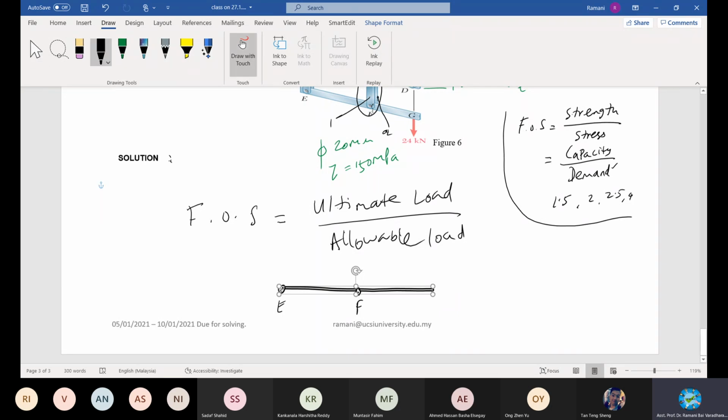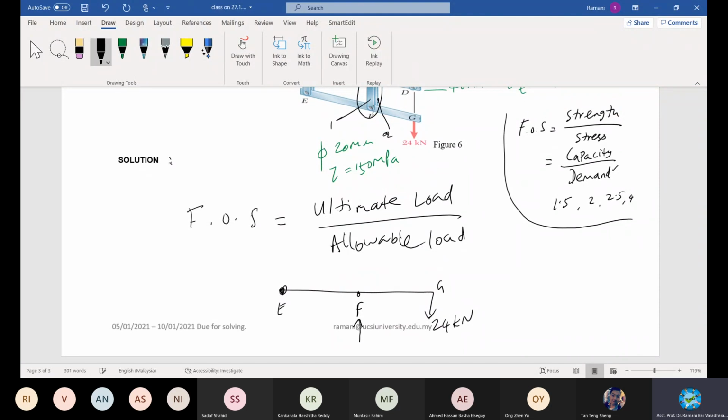Very touchy. Okay, the load is acting downward, isn't it? 24 kilonewton is already given to you, which is this point G, right? EFG, right? Because of the loading and because of this frame, there will be a reaction, and because it's a pin point, I can find out the unknown.